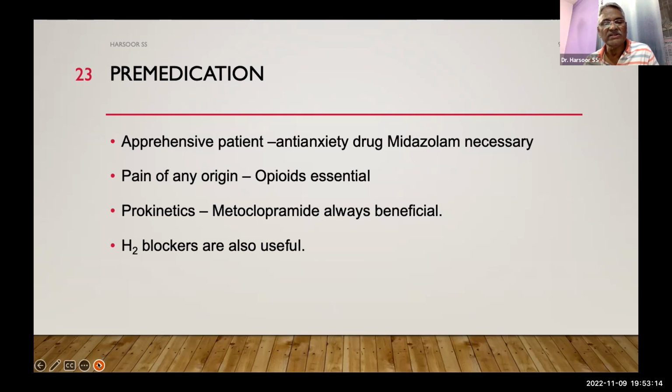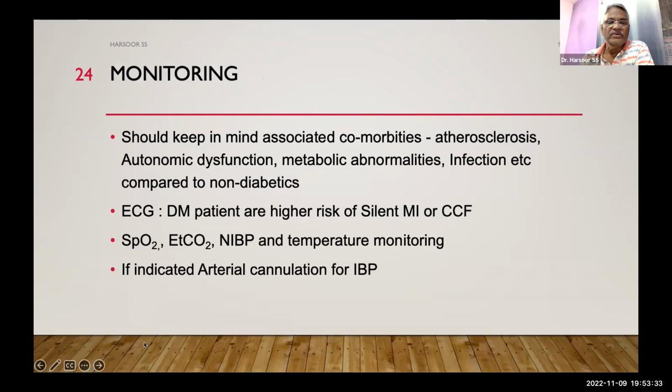And pain of any origin, if the patient is coming for a surgery either because of the trauma or the visceral pain, opiates definitely will be essential and beneficial. And prokinetics like metoclopramide, because of the gastroparesis, will be helpful, and also the H2 blockers are equally useful. As far as monitoring is concerned, I'll not go deep into that because my colleague is going to deal with it.